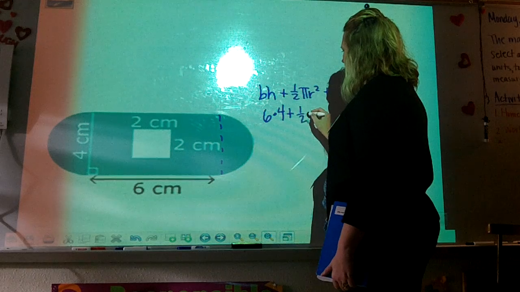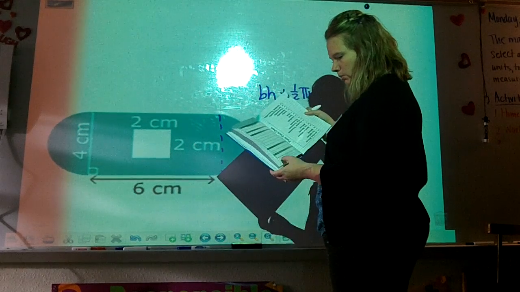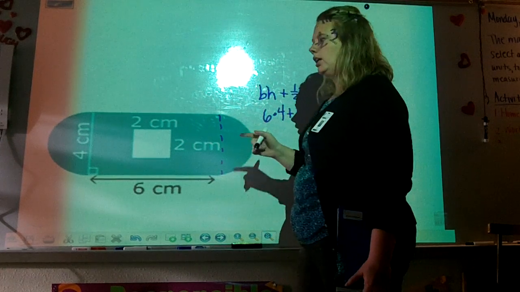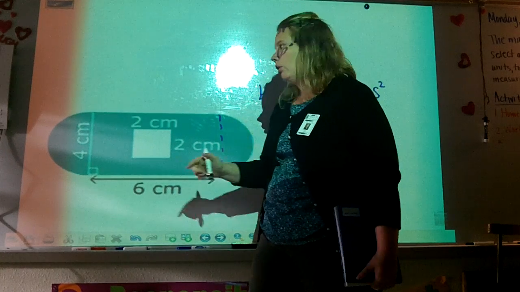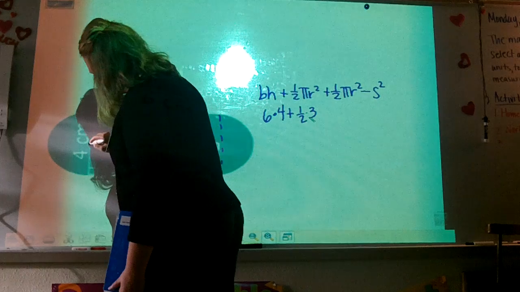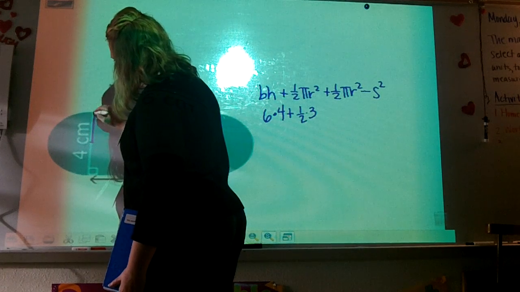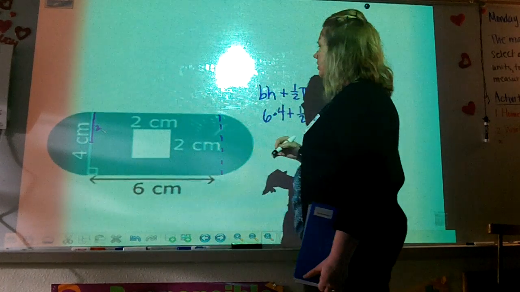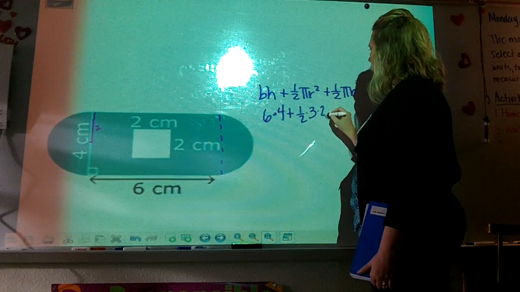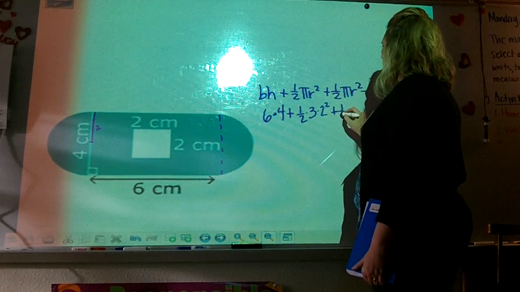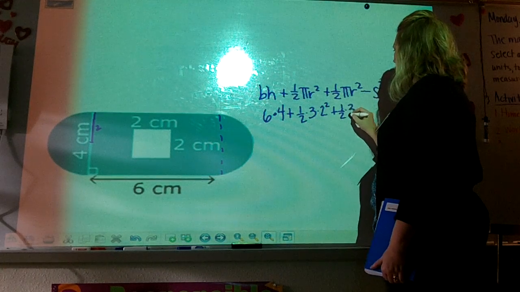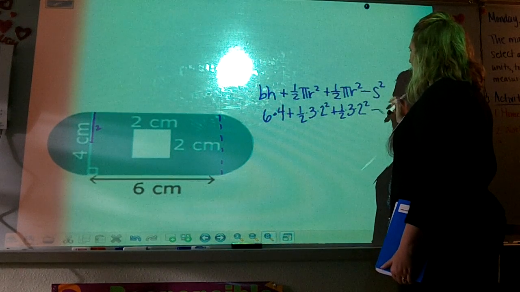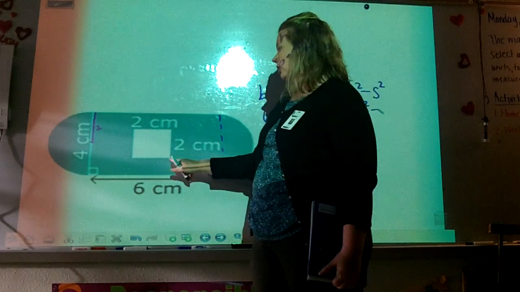plus 1/2 times pi. Look on my math chart, pi is at the bottom. It's approximately 3. R stands for radius. Now, I'm not given radius on this figure, but I know that radius is always half of my diameter. So if my diameter is 4, what is my radius? Yep, it's 2, you're right. So the radius of that circle is 2, so 3 times 2 squared plus 1/2 pi is approximately 3 again. And the radius of this circle is the same, so it's going to be 2 squared minus the side of my square, which is 2 as well.